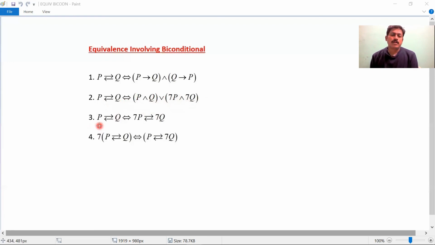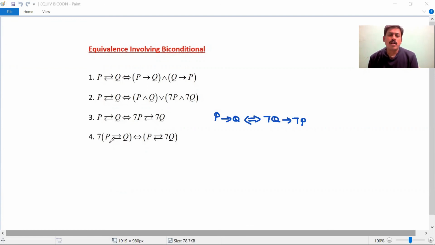Third one, P biconditional Q is equivalent to not P biconditional not Q. For the same, you can take not. In the conditional, we take it in a reverse form. If P then Q in the conditional, we do it like this: not Q then not P. But here we have to take the not here itself.